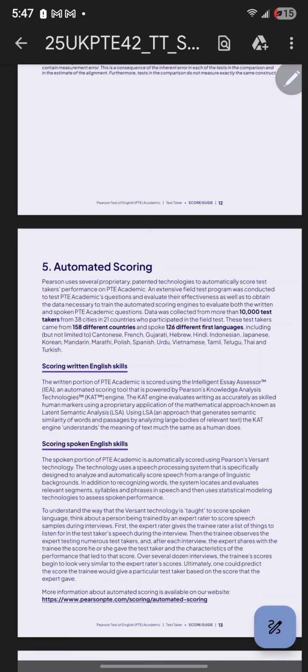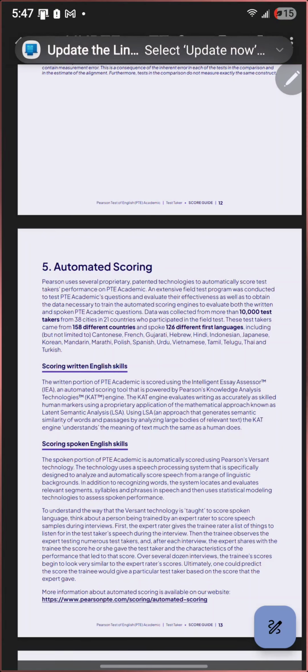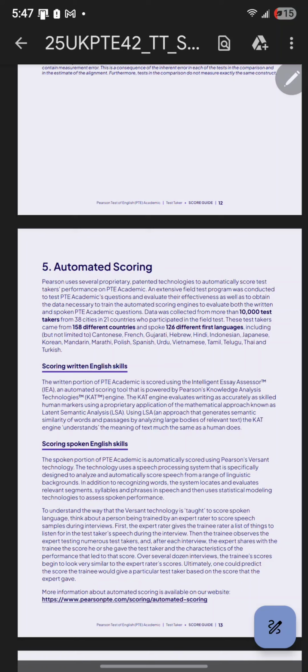An intensive field test program was conducted to test PTE Academic's questions and evaluate their effectiveness, as well as to obtain the data necessary to train the automated scoring engines to evaluate both the written and spoken PTE Academic questions. Data was collected from more than 10,000 test takers from 38 cities and 21 countries, and so on.